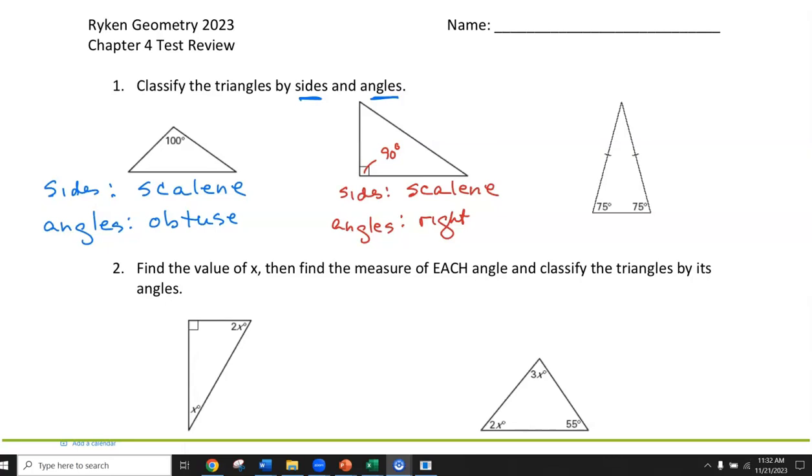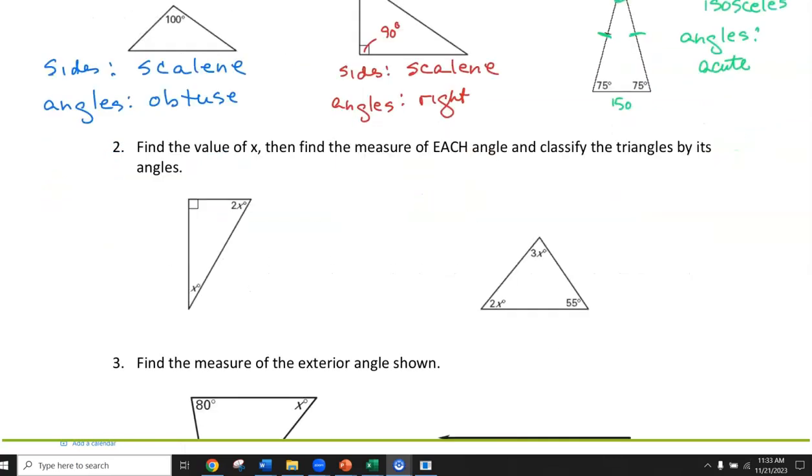This next one, if I'm going to do it by sides, not a problem. I can say it's definitely isosceles because I have two equal sides marked here and here. In terms of angles, what you really should do is solve for the missing angle. These add up to 150. Therefore, that has to be 30 degrees. If that's 30 degrees and the other two are 75 each, that makes the classification by angles acute. But you really should solve for that missing angle before you make that assumption.